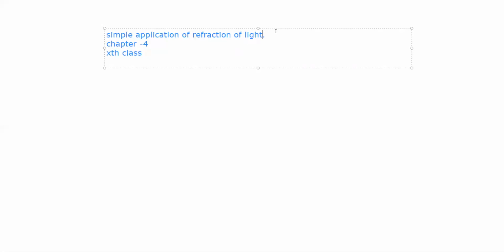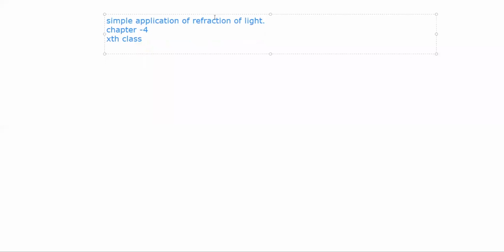So first of all, we should understand once again what refraction is and how refraction works. We have done this before also, so I will just give you a slight refreshing of this topic. Okay, so the topic today is simple applications of refraction of light.